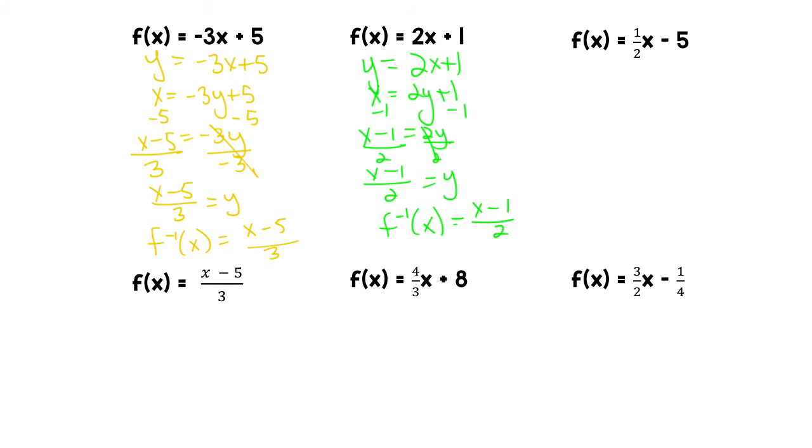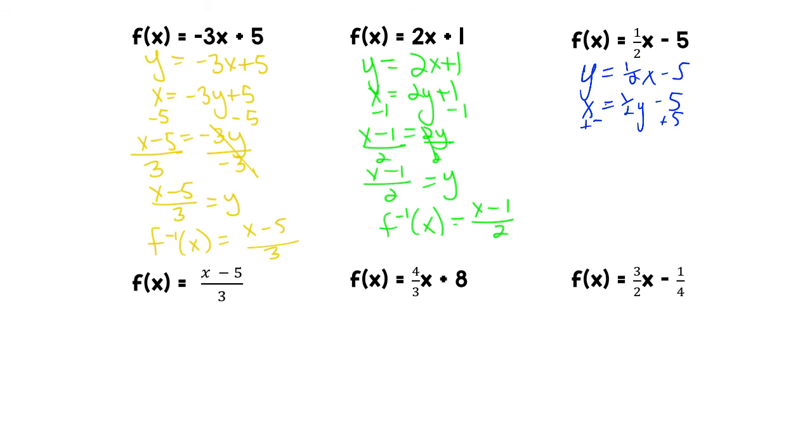Last one in this group. We've got f of x equals 1/2 x minus 5. So just like before, we're going to take away f of x and make it y. So we've got y equals 1/2 x minus 5. We flip x and y around. x equals 1/2 y minus 5. And now we solve for y.